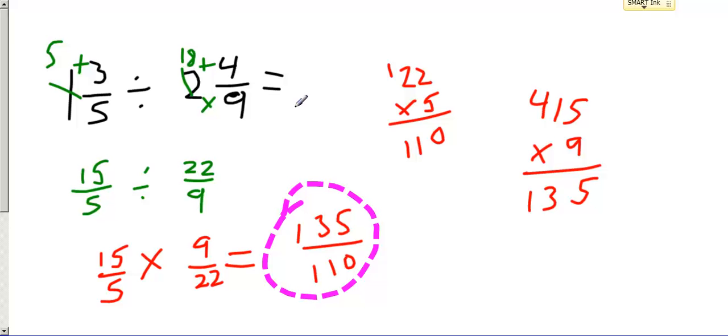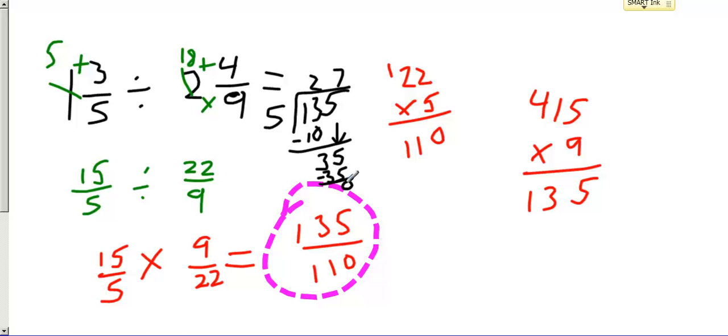Can I reduce it? Yes, I can. 2 goes into both of these. So how many times does 2 go into 72? 2 goes into 7 three times. 3 times 2 is 6. I subtract. 7 minus 6 is 1. Bring down my 2. 2 goes into 12 six times. 6 times 2 is 12. 12 minus 12 is 0. So this becomes 36.